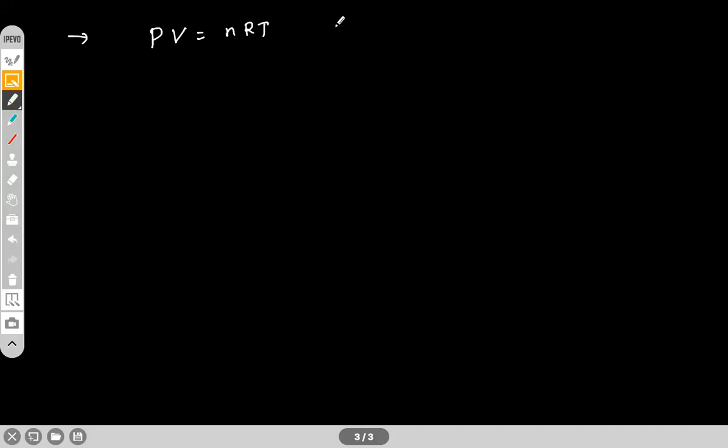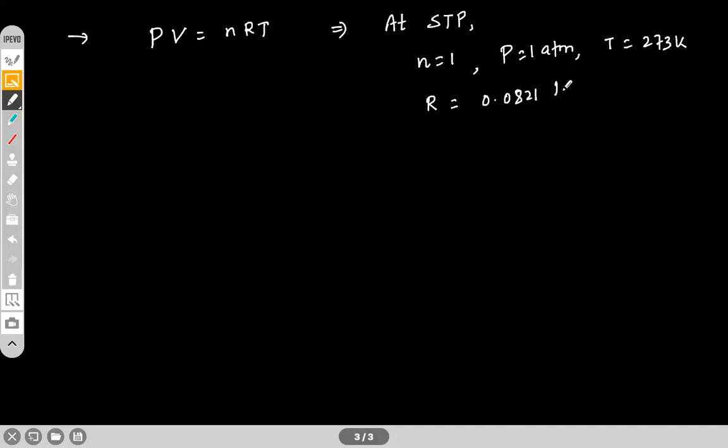Now at STP, what can we write? n is equal to 1 mole, because we have to find out the volume occupied by 1 mole of gas. Pressure is 1 atmosphere, temperature is 273 Kelvin. We always write temperature in Kelvin for this equation. And the R value is 0.0821 liter atm per mole Kelvin.